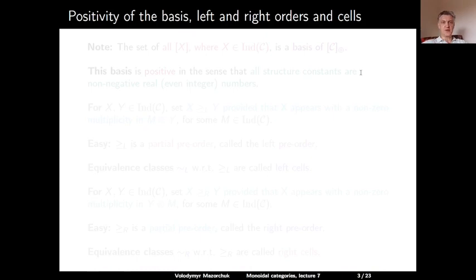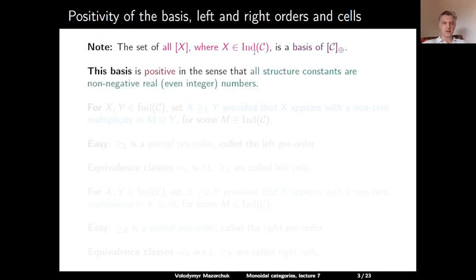The Grothendieck ring of C comes equipped with the distinguished basis. The basis given by the representatives of the isomorphism classes of indecomposable objects in C. This basis is positive in the sense that all structure constants with respect to this basis are non-negative real numbers. In fact, they are non-negative integers.